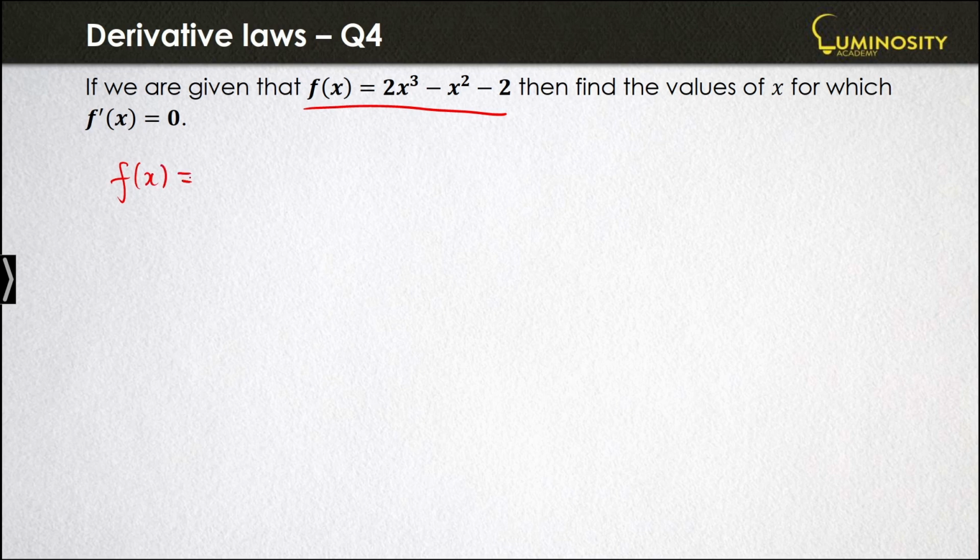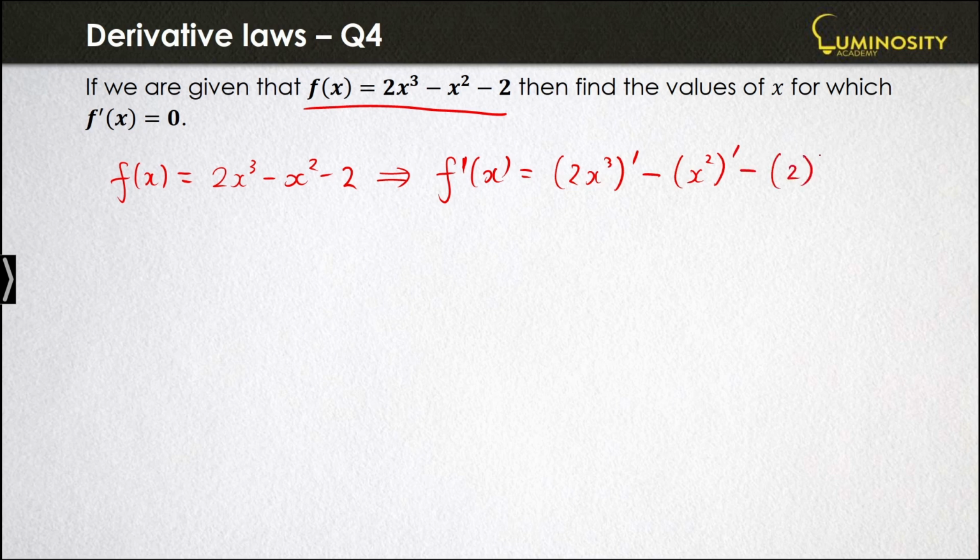It is composed of sums and differences, so I can use my derivative laws. The derivative of f with respect to x, so f prime x, is equal to the derivative of 2x cubed minus the derivative of x squared minus the derivative of 2. Okay, so now I can use the power law here, bring the 3 down, so 2 times 3 times x to the power 3 minus 1, minus, bring the exponent down for the power law, so 2 times x to the 2 minus 1, minus the constant law, derivative of a constant is just 0.